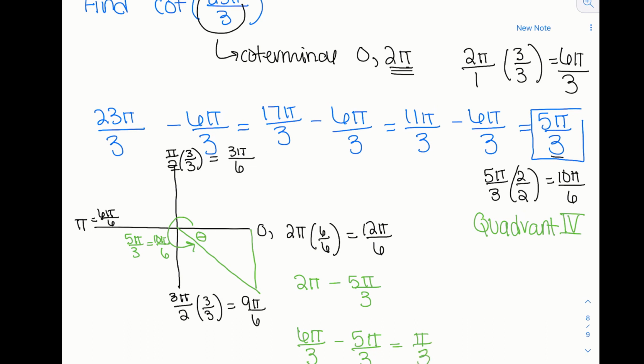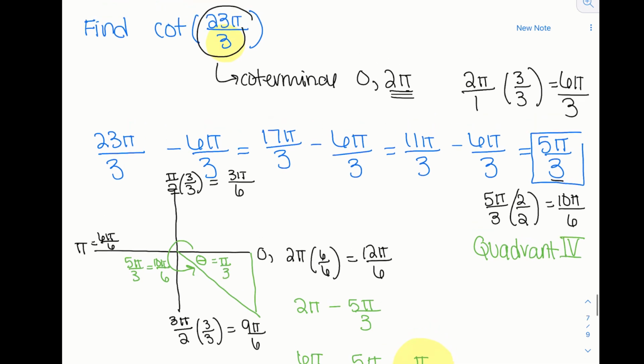And you may have noticed a trend, which is that a lot of times what's nice about radians is you can really just look at the denominator, and that helps you figure out what the angle is going to be at the end. Is it going to be a pi over 3? Is it going to be a pi over 6? But the work to find the reference angle is important to figure out which quadrant it's going to be in. So here we've got a reference angle of pi over 3.